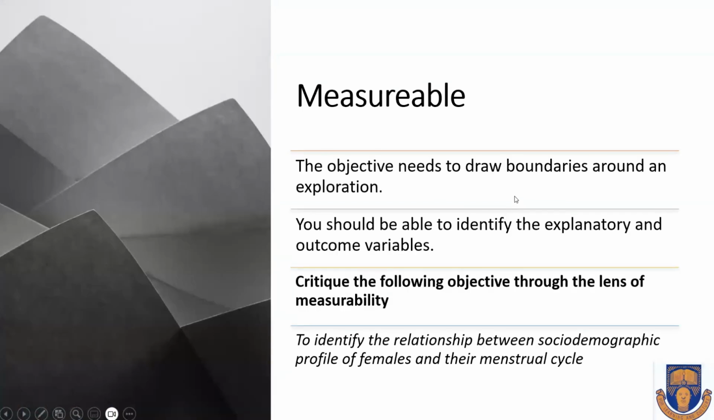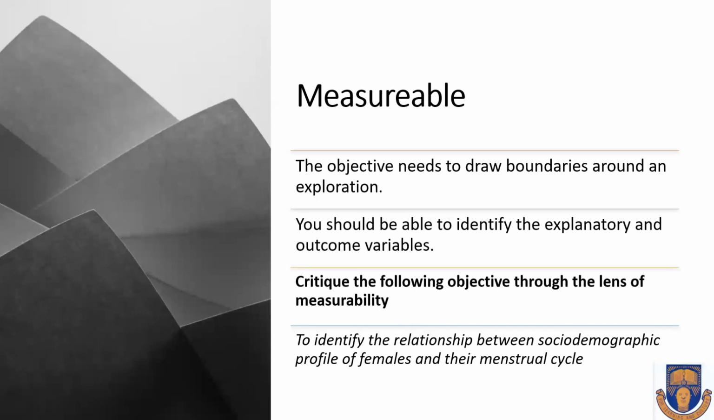Now we're going to measurable. Remember, we're dealing with SMART. S for specific, M for measurable. When we talk about measurable, we expect that your objectives will be drawing boundaries around what you want to explore. You want to explore A, B, C. You want to measure A, B, C. That means your objectives must show clarity about identifying the explanatory and outcome variables. You must be able to see it in your study.